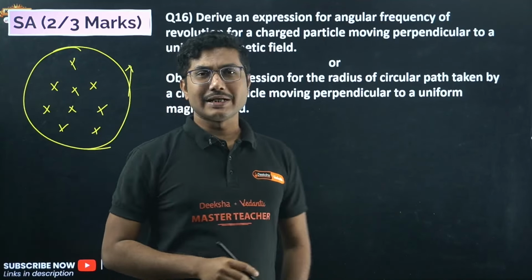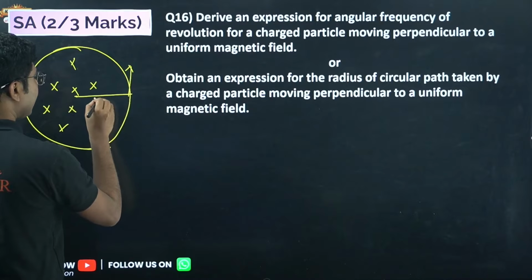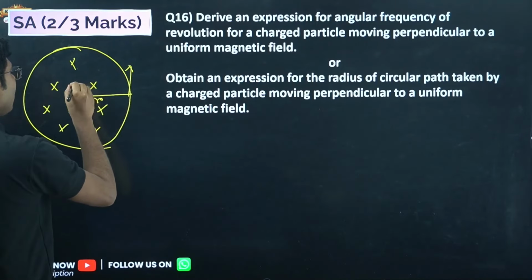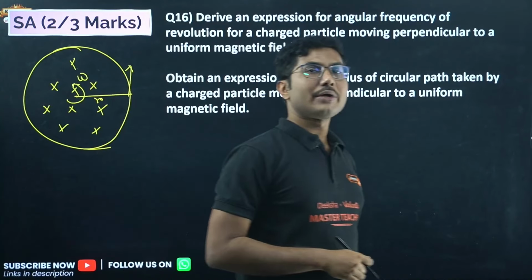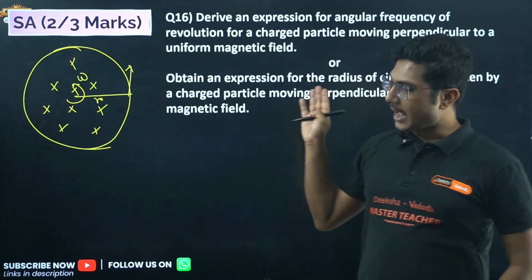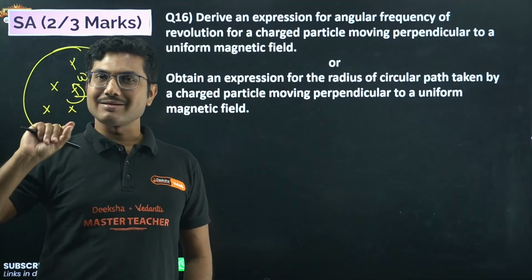Now, what is the expression for this radius? We have to do two things. First of all, we have to find the radius and the angular velocity omega. These two things we have to calculate. Now, how can we calculate two things? The derivation is the same, only the last step is slightly different.